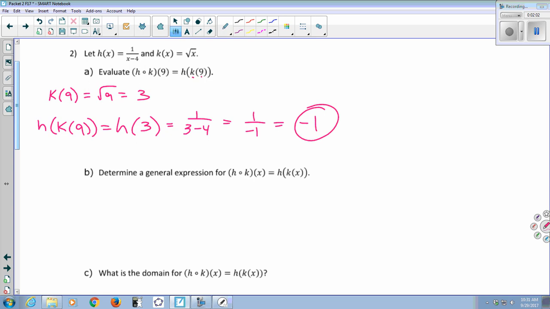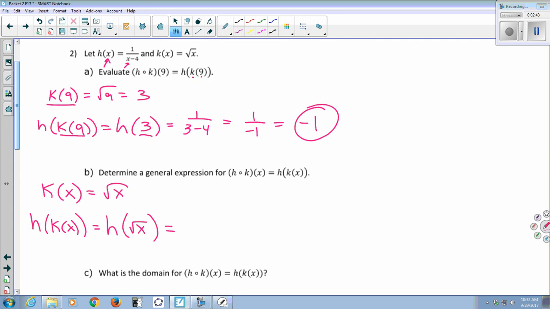All right, so now I want to determine a general expression for h of k of x. So to follow my format with a number, instead of doing k of 9, I'm going to do k of x as the square root of x. So h of k of x, I can make my replacement, instead of replacing k of 9 with a 3 like I did up here, I'm going to replace k of x with a square root of x because they are equal. Just replace k of x with its formula. So h of the square root of x, that means that if you replace this x with a square root of x, you have to replace every x in the formula with a square root of x. So this is 1 over the square root of x minus 4.